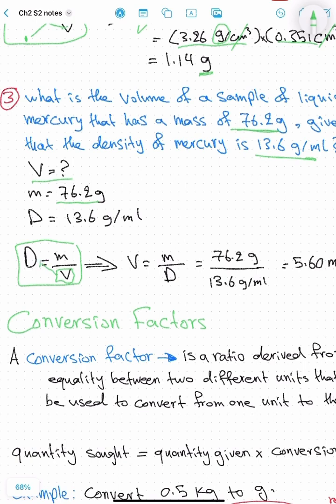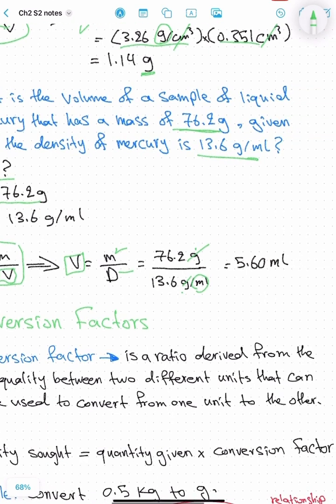Do you have something across it? Yes, so just switch them. So volume would be mass per density. Multiply them, cross grams with grams, we are left with milliliters. So divide these two numbers, you'll get 5.60 milliliters.